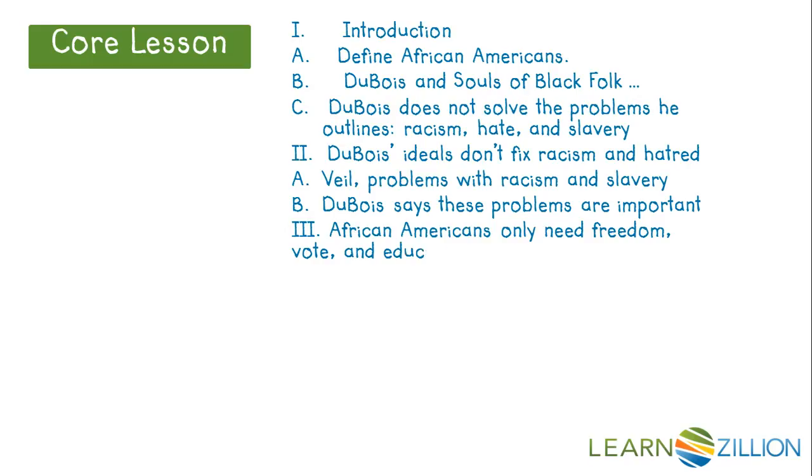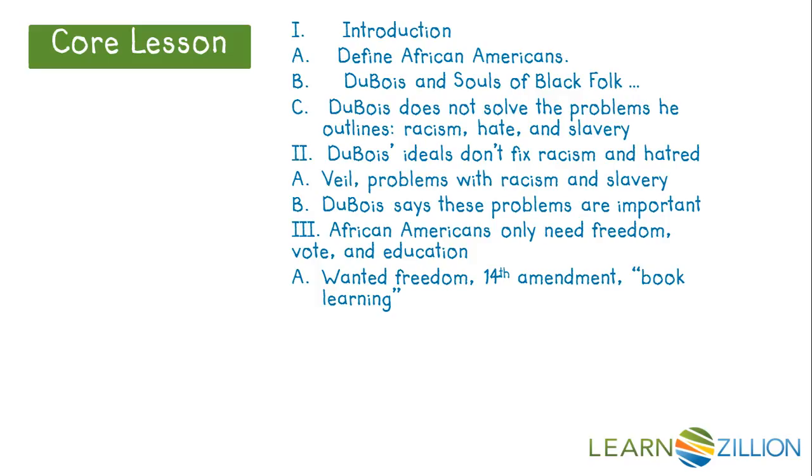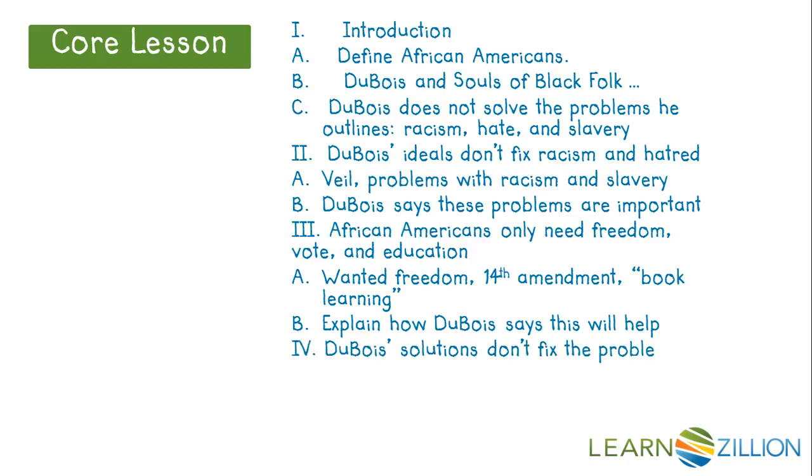And then I just want to show you what I've got for the rest of the outline. So I talked about African Americans only need freedom, the right to vote, and education. And I say they wanted freedom because of the 14th Amendment, they wanted book learning, that's my evidence. My reasoning is that it explains how Du Bois says this will help. Now I have to refute that, right? What am I going to say against the counterclaim?